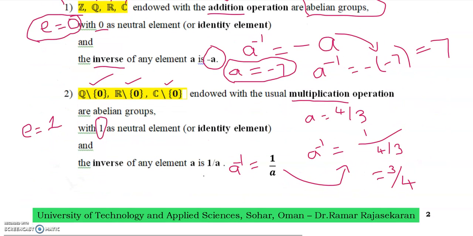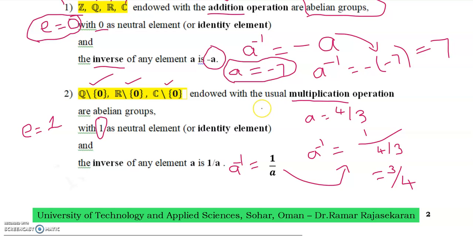Now you see example 2. Here Q minus 0, we can read as Q minus 0: the set of all rational numbers, but 0 is not considered, 0 is deleted. The second set is R minus 0, and the third set is C minus 0. Now, what is the binary operation? Multiplication. And in the example it is given that these three sets are abelian groups over the binary operation usual multiplication.